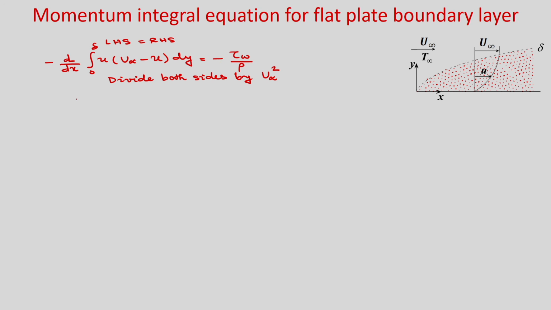So, you can write d of dx 0 to delta. So, this u infinity square we are dividing here. So, you can write as u by u infinity, one u infinity we have divided with u, and inside you divide another u infinity. So, it will become 1 minus u by u infinity into dy is equal to tau w by rho u infinity square. Okay. So, this equation is known as momentum integral equation.